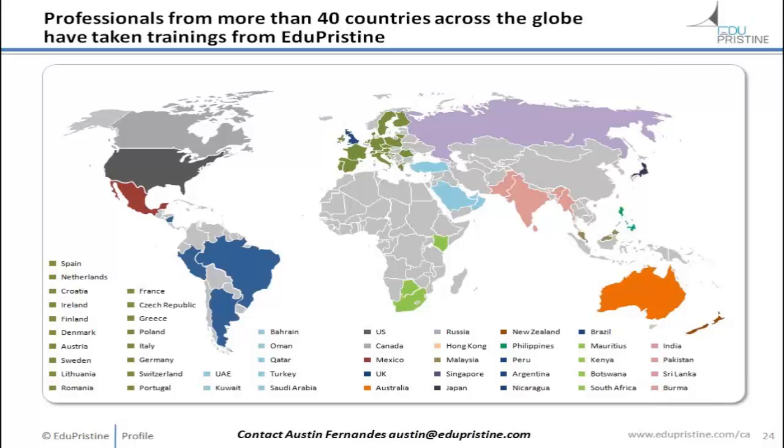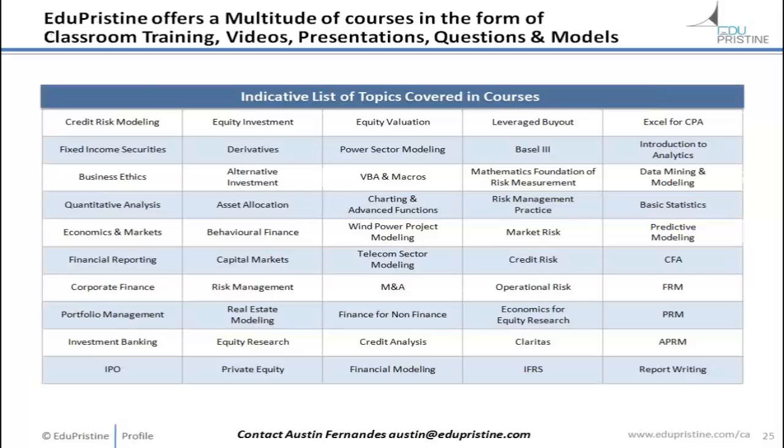These are the classes that we cover, the topics as we call it. So it's a huge list, starting from IPOs to corporate finance to risk management, mergers and acquisitions, operational risk, FRM, CFA, and so on. Just an indicative list of topics covered in the various courses that we are taking up.